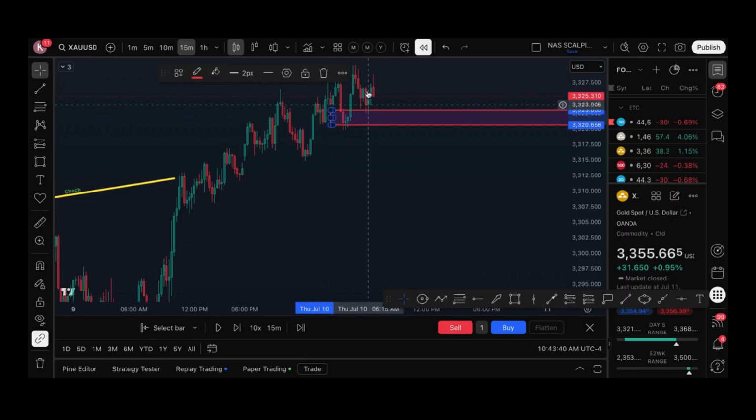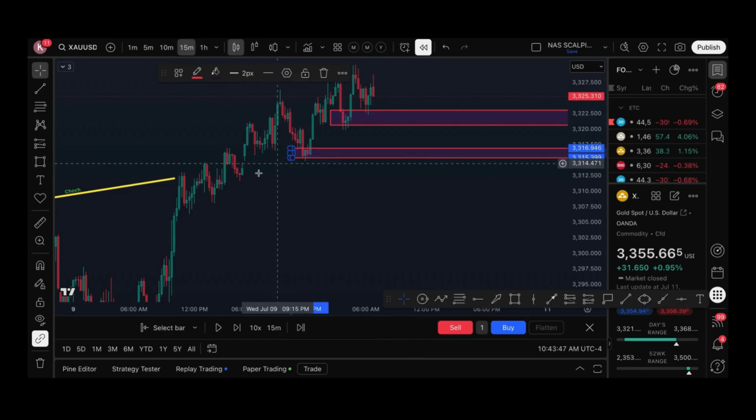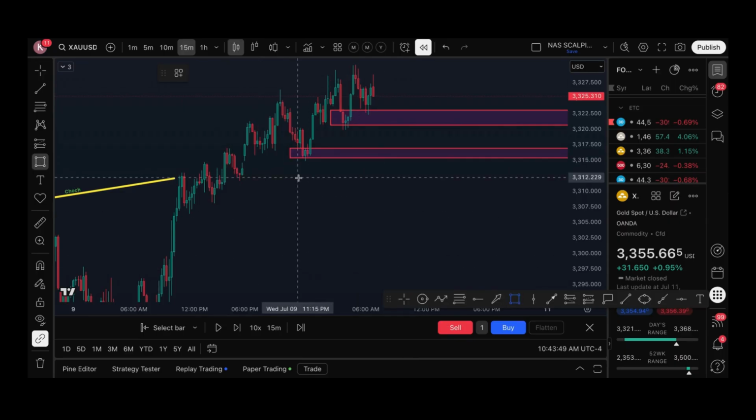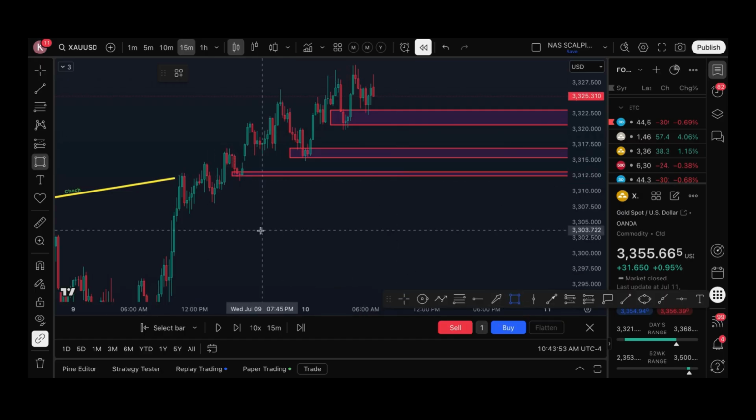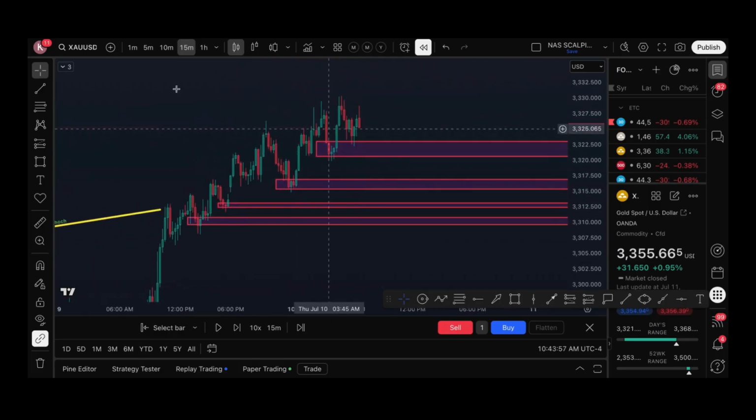Looks like we kind of bounced from already. And then we have another one right here. All right, and there's another one right here. So we have a lot of support levels, okay? That is a possibility that price could bounce back from.